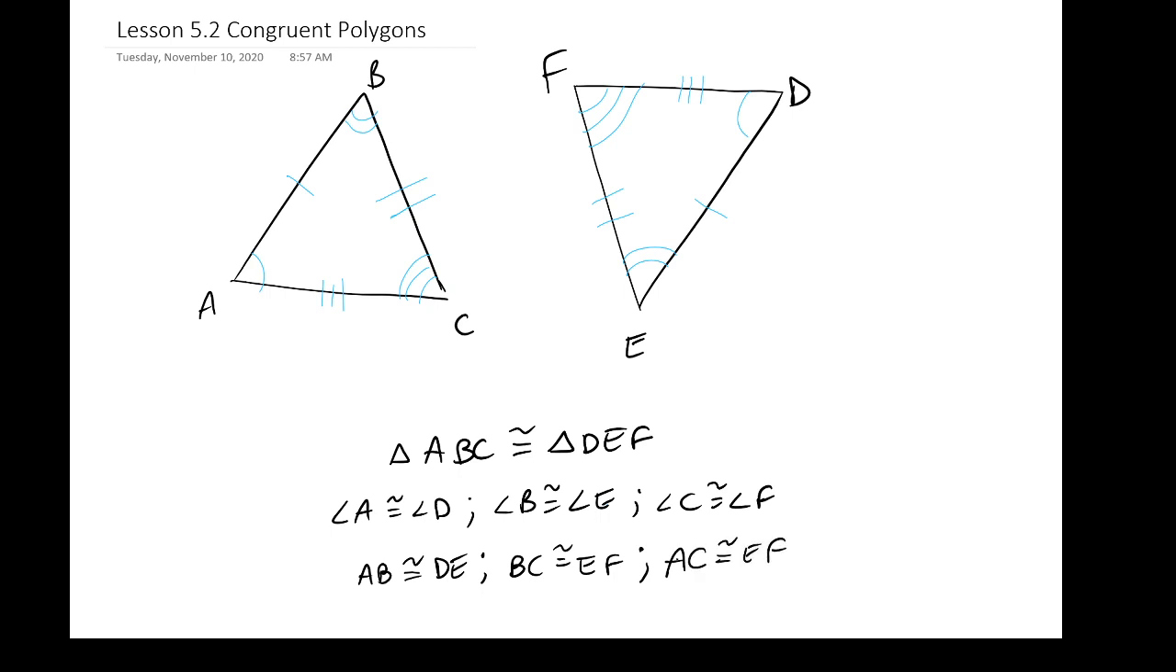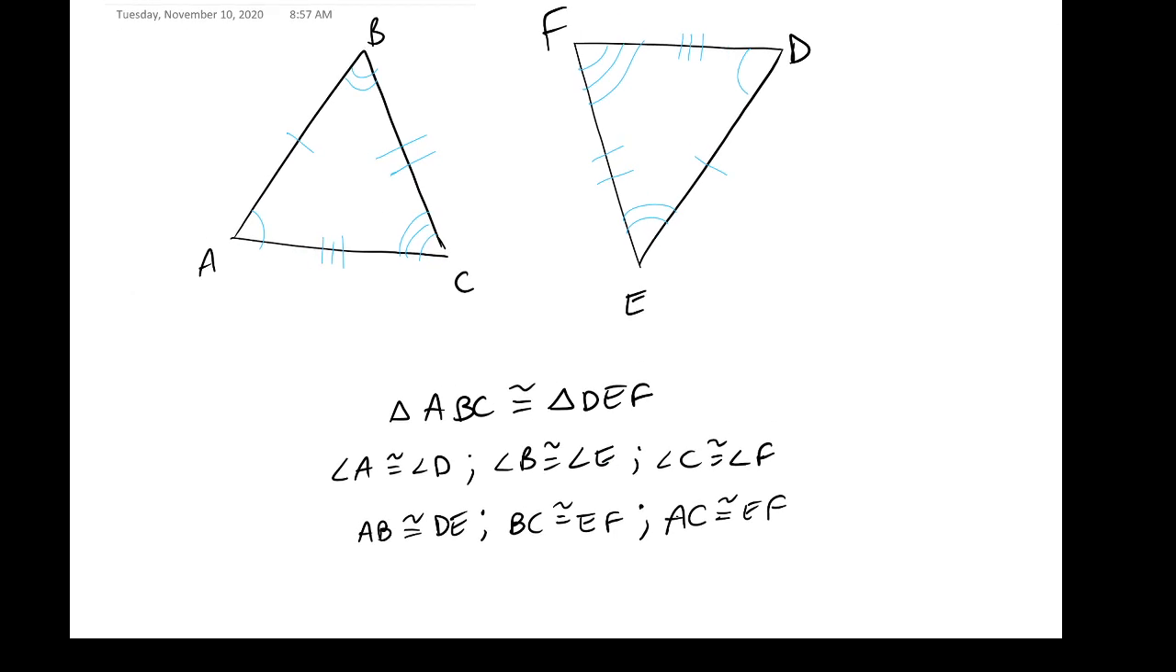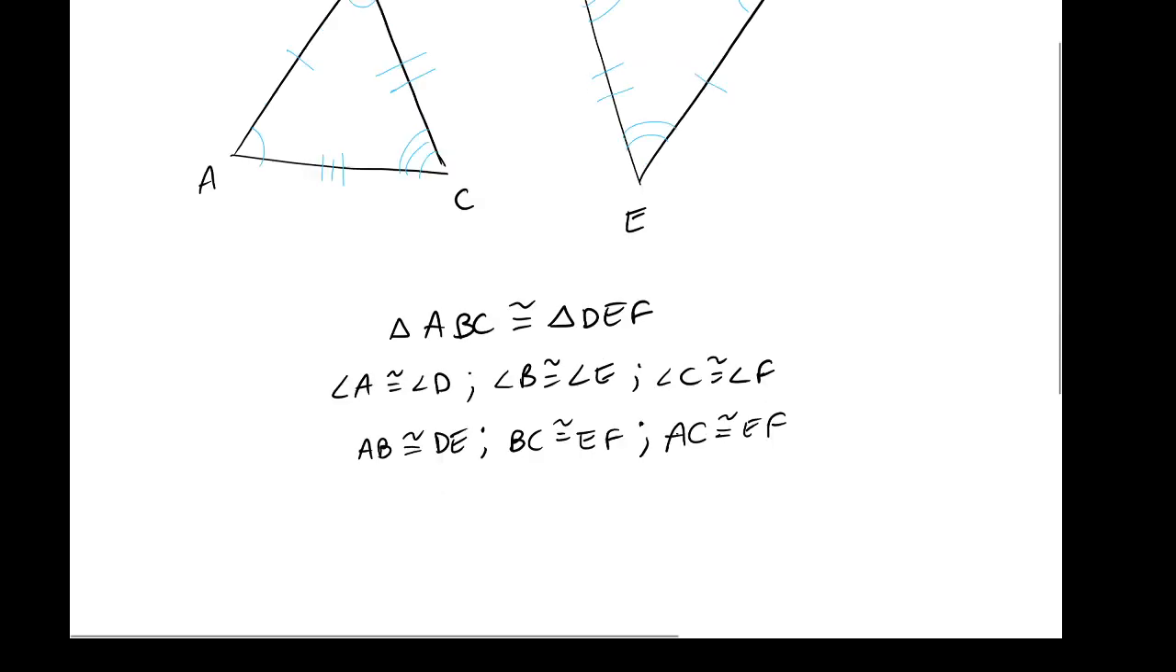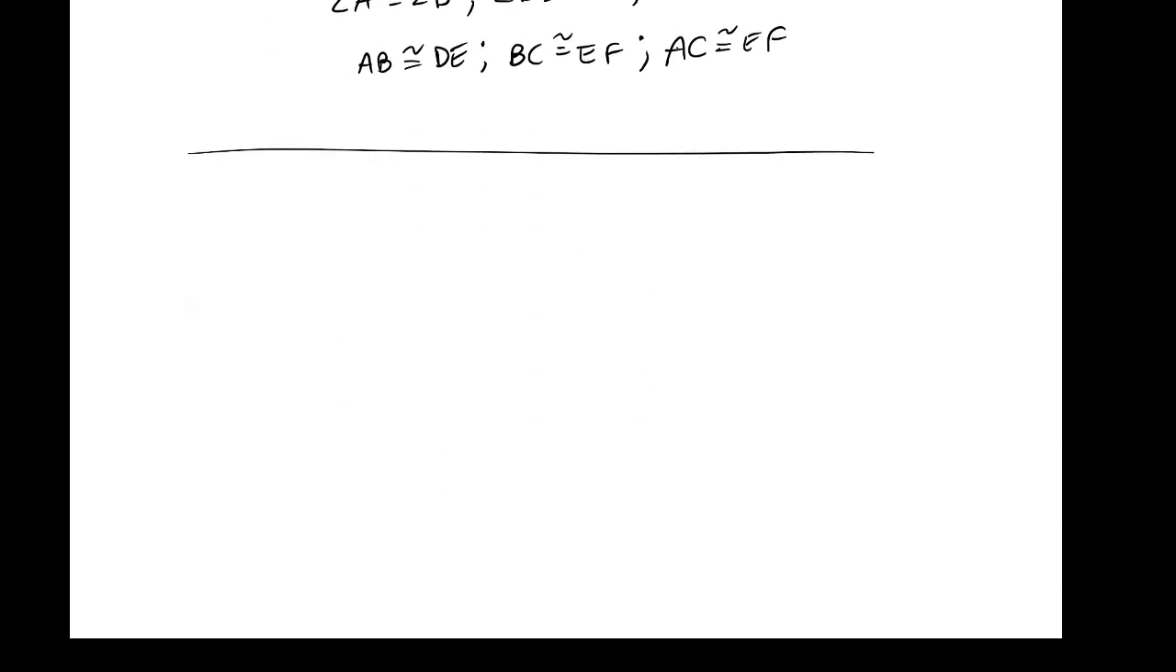So it's really nice. It's pretty straightforward. Don't really need to overthink it. All the vertices are going to be in order and correspond to one another. These are the corresponding parts of those congruent triangles. Next, let's consider the following congruent statement. We're going to have ABCD, which is going to be congruent to JKLM.